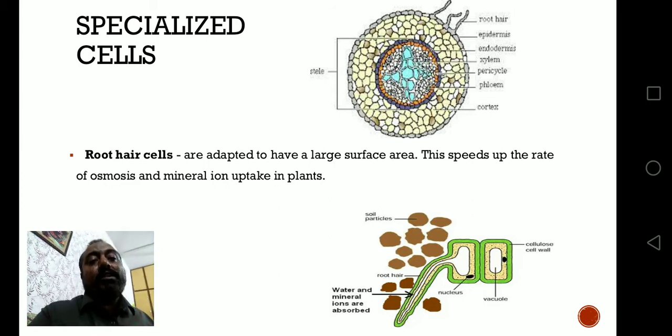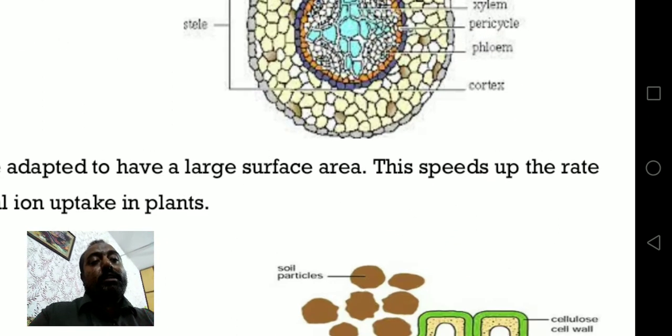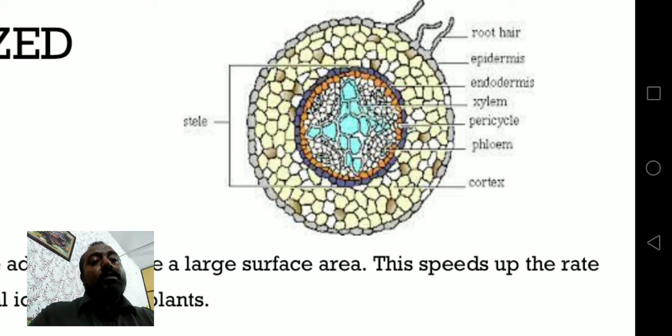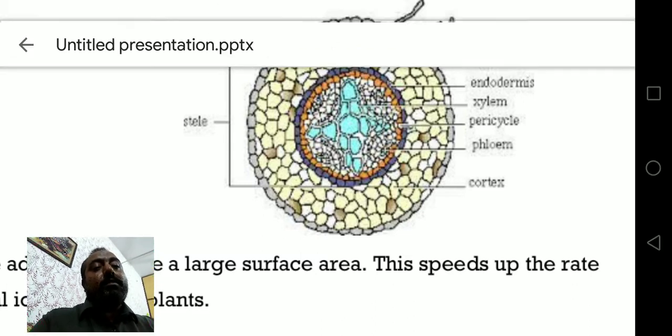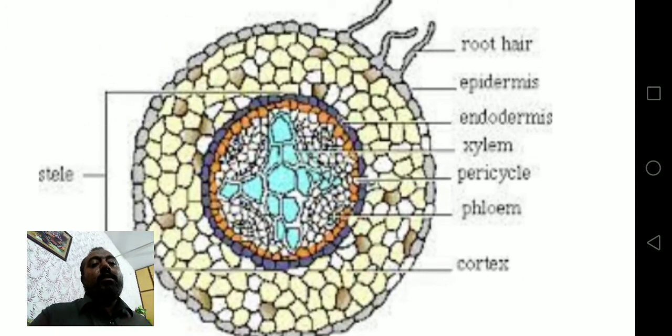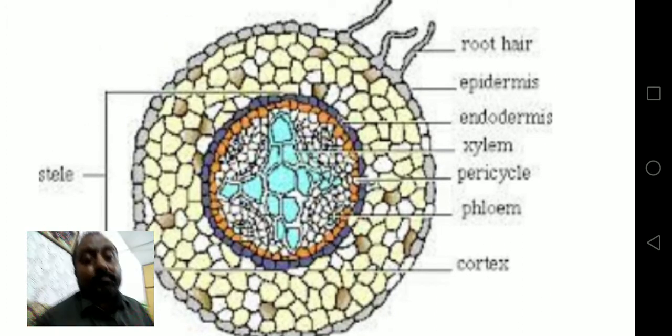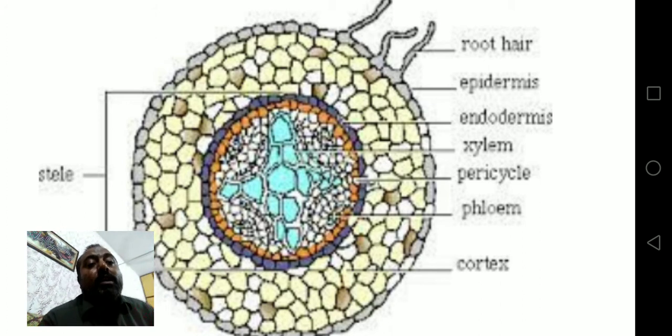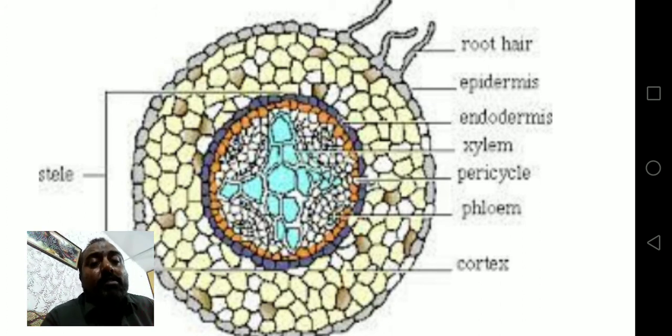The first one is the root hair cell. Now if you look at this one in front of you, this picture is actually the cross section of a root, and I'm not going into the details of each and everything of this cross section of root. This actually belongs to some other chapter named transport in plants. Now I will focus on just the outermost layer.